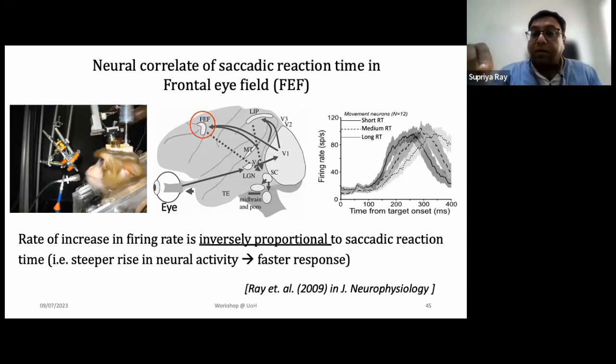As you can see here on the rightmost panel, when the reaction time was shorter, that means the monkey made the response faster, then the activity of the neurons increased at a steeper rate compared to when monkeys made the saccade a bit late. So just try to remember this pattern of activity which is shown on the right hand side, the rightmost figure, because I'll come back to that after a few slides. Go to the next.